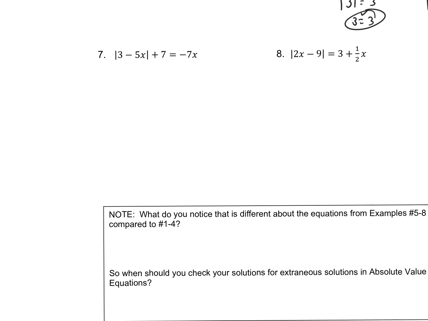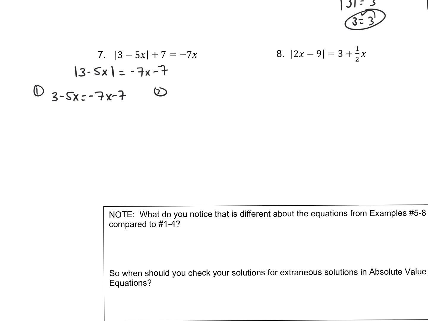All right, number 7. Okay, number 7, again, I need to get the absolute value by itself. It's not, so I'm going to move that +7 over. Again, I'm not dropping the absolute value until I have moved it over, so I'm not making a mistake with my 2 equations. Equation number 1, so I drop it, write what I see.